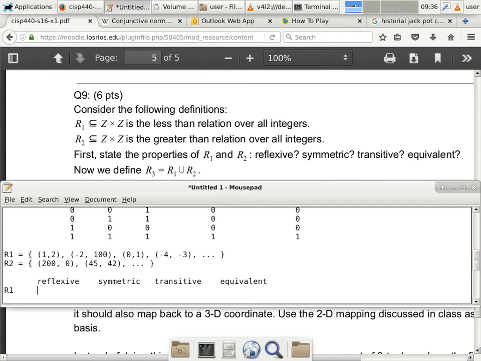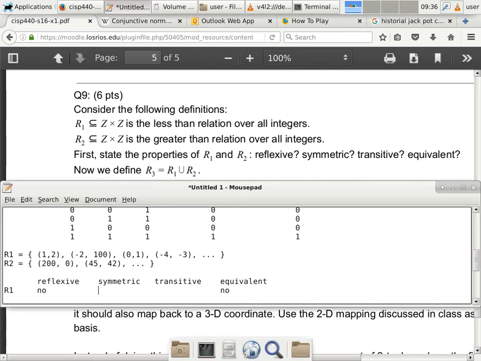Is R1 reflexive? In other words, given x is an integer, is it true that x is less than x for all integers? No. Then it is not reflexive. So remember, reflexive is reflecting the self. It's not the same thing as symmetric, because it sounds like symmetric, but it's not. So we know that R1 is not reflexive, which automatically means it cannot be equivalent, because you need all three to be equivalent. Next question, is it symmetric?